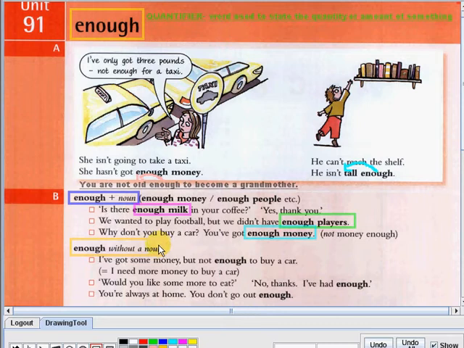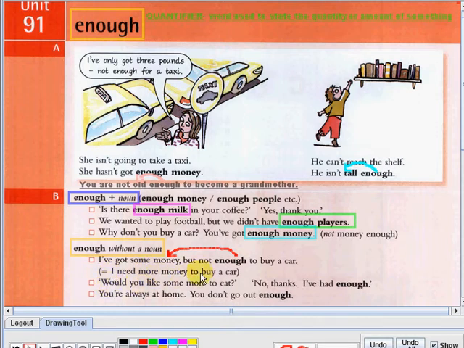Let's have the sentences. I've got some money, but not enough to buy a car. In this sentence, the word enough is referring to the word money. So we use it so as not to repeat the words. Instead of saying, I've got some money, but not enough money to buy a car. So, I need more money to buy a car. It's like saying that. Now, let's proceed to the second sentence.